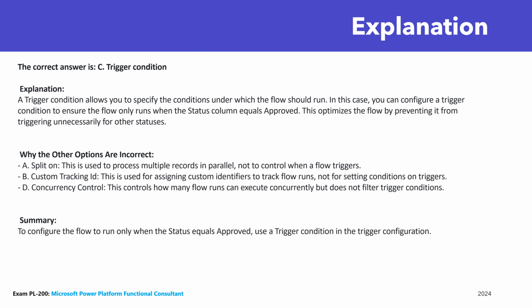Why the other options are incorrect. A. Split on. This is used to process multiple records in parallel, not to control when a flow triggers. B. Custom tracking ID. This is used for assigning custom identifiers to track flow runs, not for setting conditions on triggers. D. Concurrency control. This controls how many flow runs can execute concurrently, but does not filter trigger conditions. Summary: to configure the flow to run only when the status equals approved, use a trigger condition in the trigger configuration.